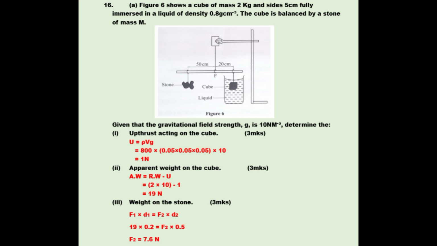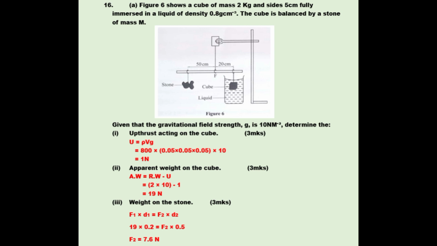The key thing to note here is that when something is fully immersed in a liquid, the volume of the solid is also equal to the volume of liquid displaced, because this solid is fully submerged. That means you just take the volume of the cube, then density of the liquid times volume of the cube times g. You get 1 Newton upthrust.